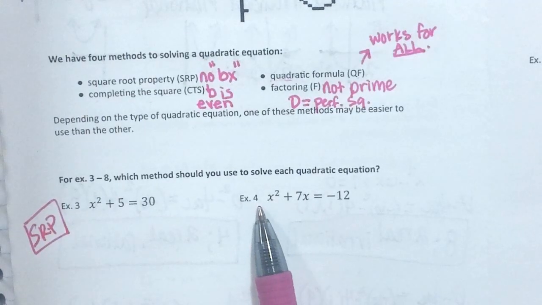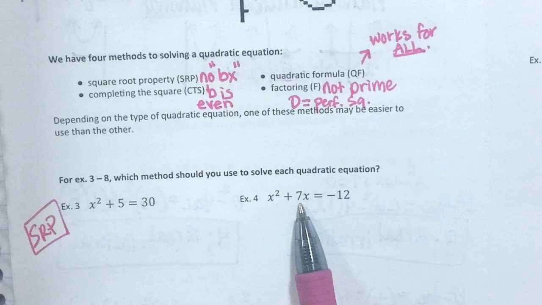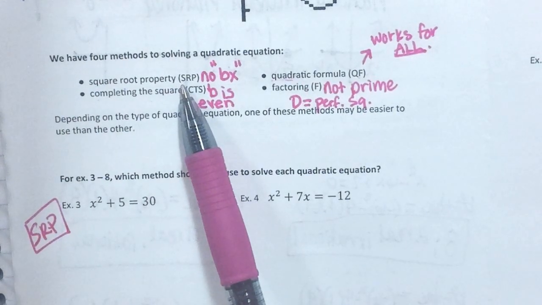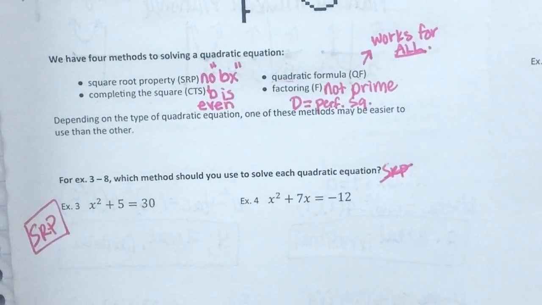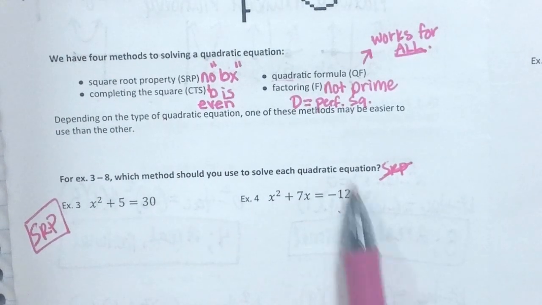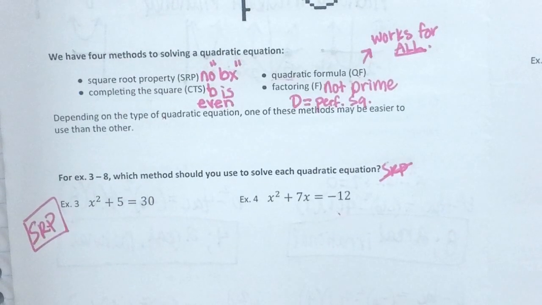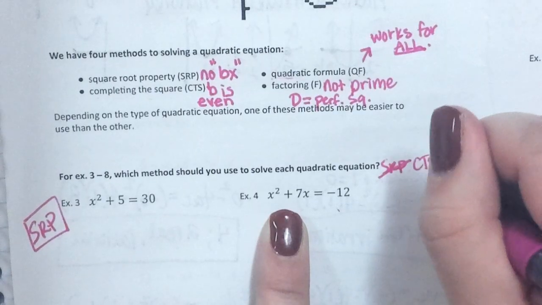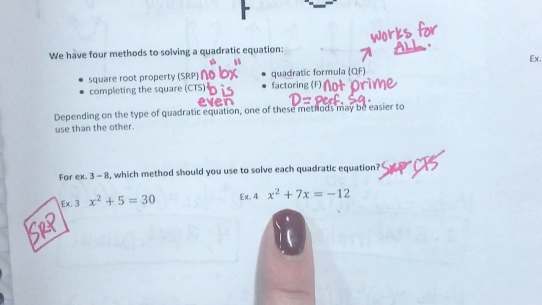Okay, if I look at number 4, so we have a bx, so I can't do SRP. So SRP's out. Complete the square. It's kind of set up nicely for complete the square. The constant is on the right side, but do I want to use complete the square? No, because b is an odd number. So CTS is out. So now I'm down to quadratic formula or factoring.